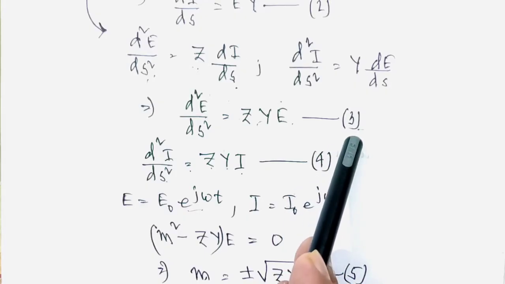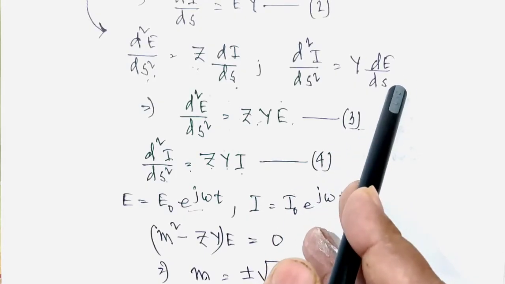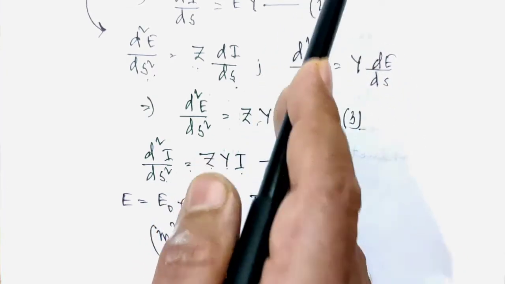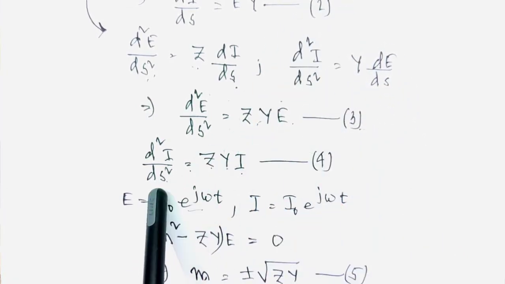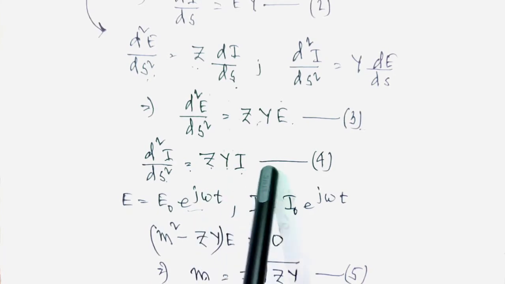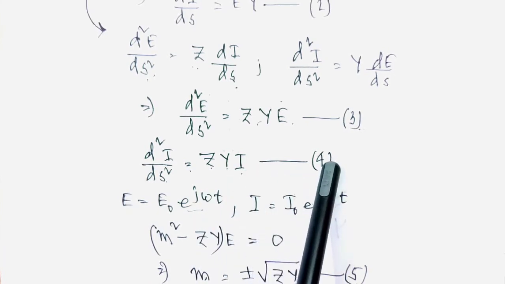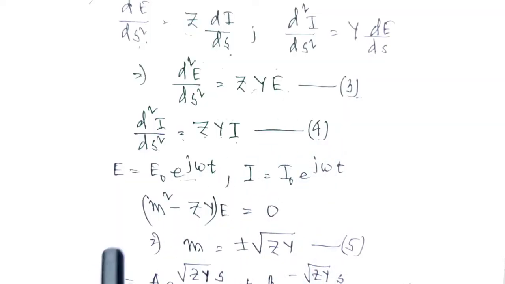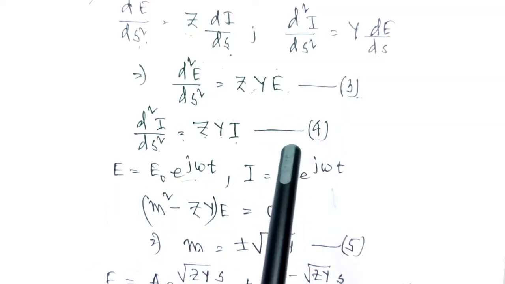Similarly, if we put the value of dE/ds from equation 1 into the other equation, we will get d2I/ds2 equals Z into Y into I, and let it be our equation 4. So these are the differential equations of the transmission line.